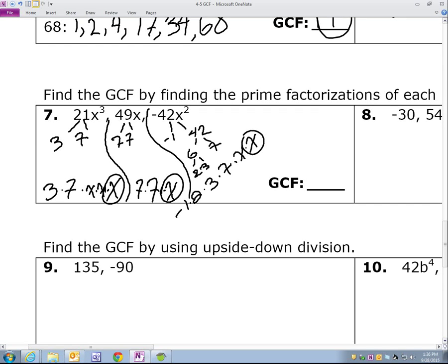Okay? Is there a 7? Yes, they have a 7 here, a 7 here, and a 7 here. Okay, we have a 3 here, but that's missing a 3 here, so we can't do it. So now I'm going to multiply 3 times 7 times x. There's no 3, Smith. Silly goose. 7x, because 7 is in common with all of them.